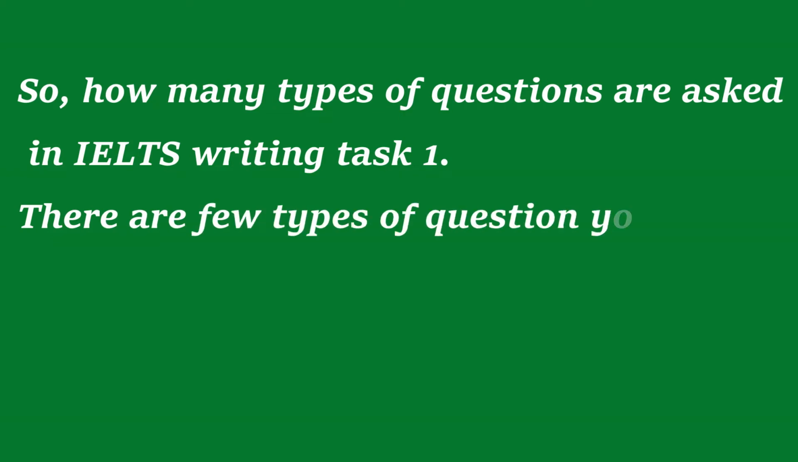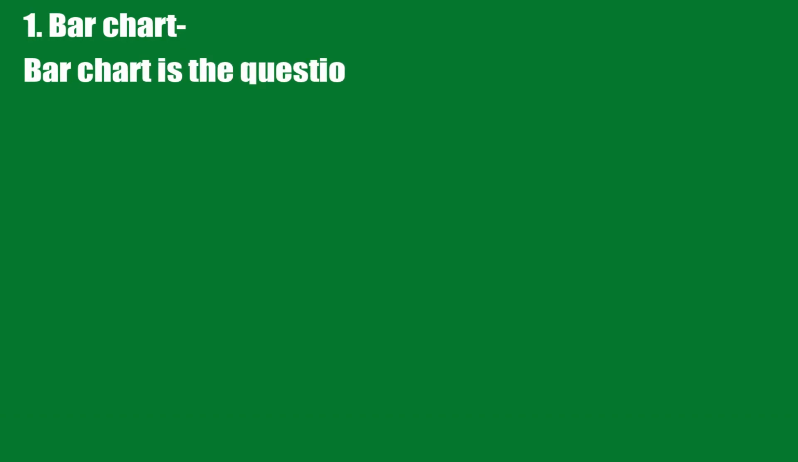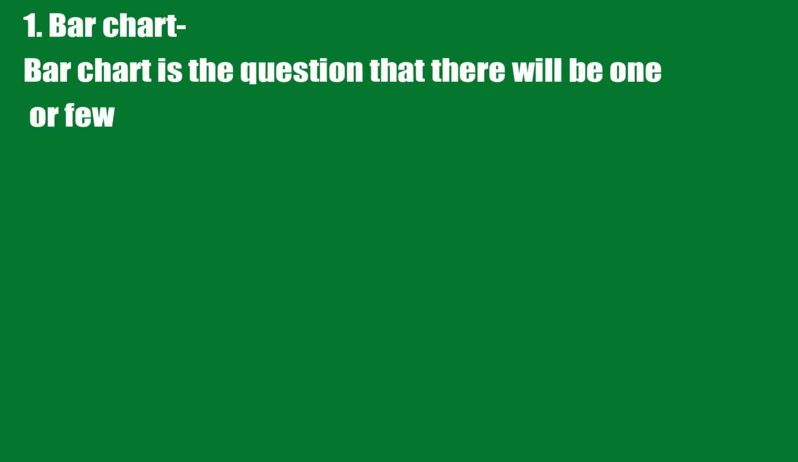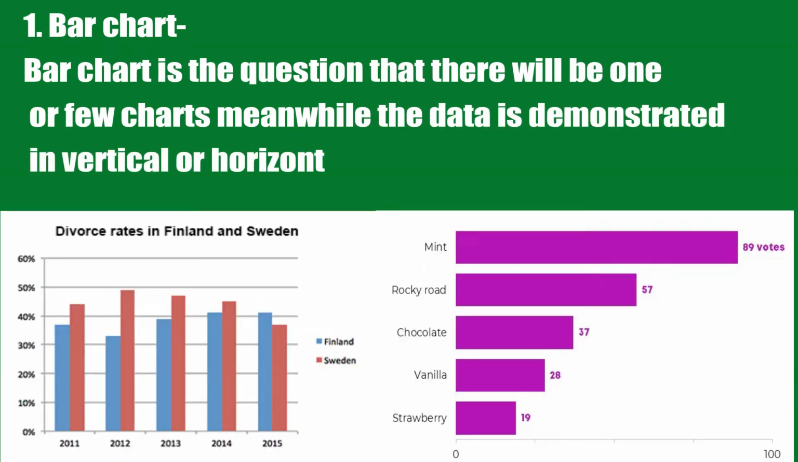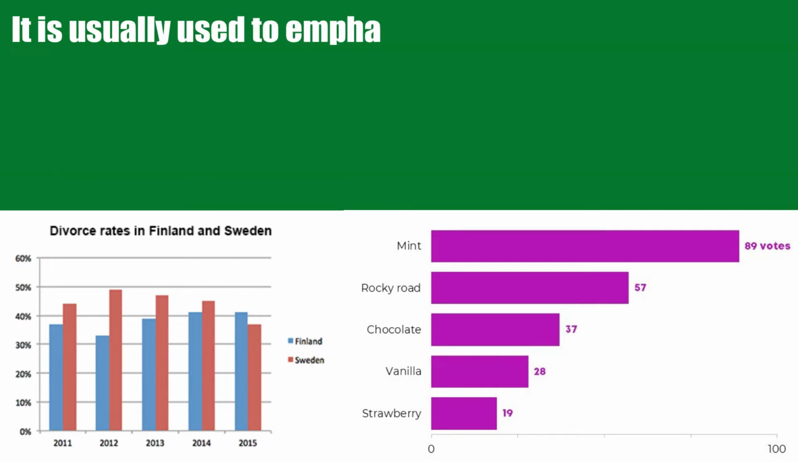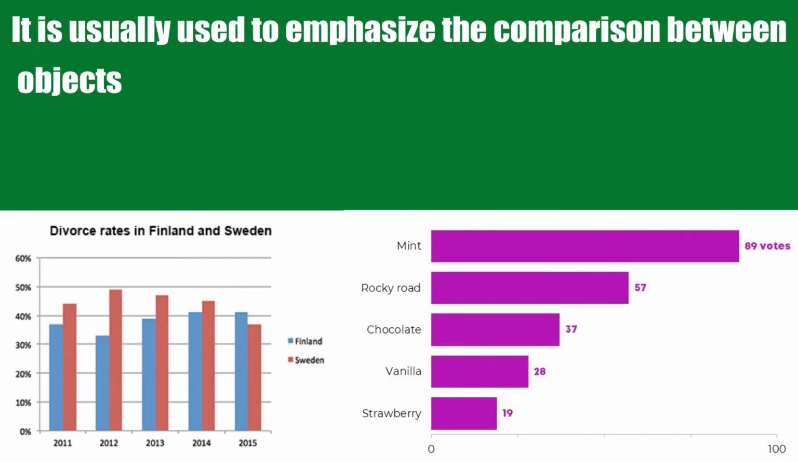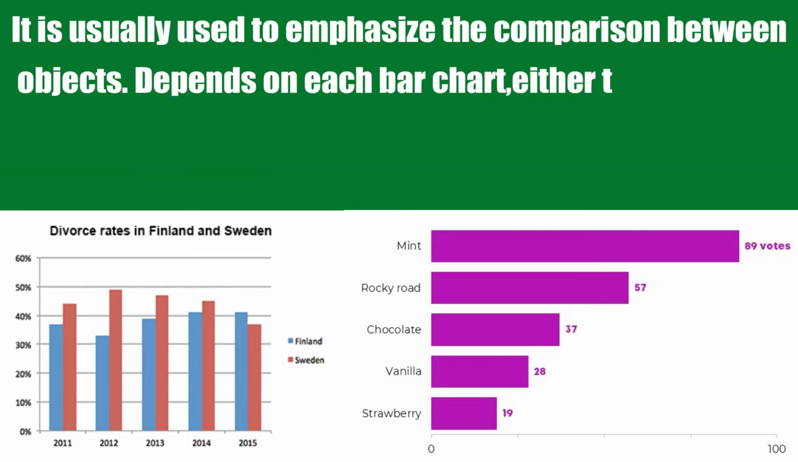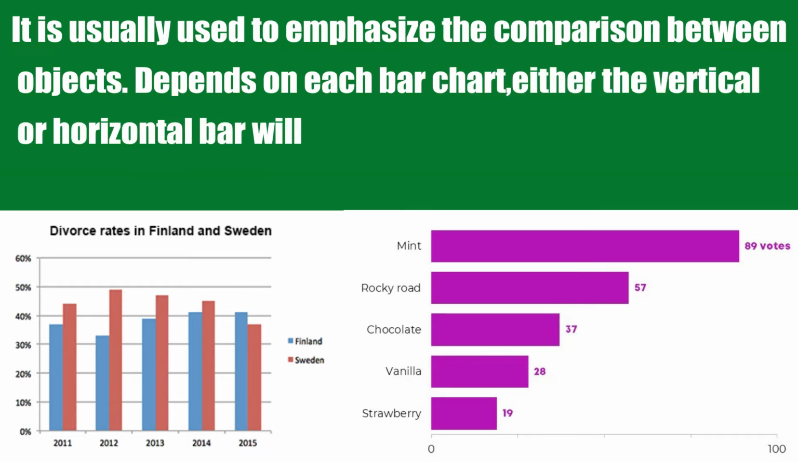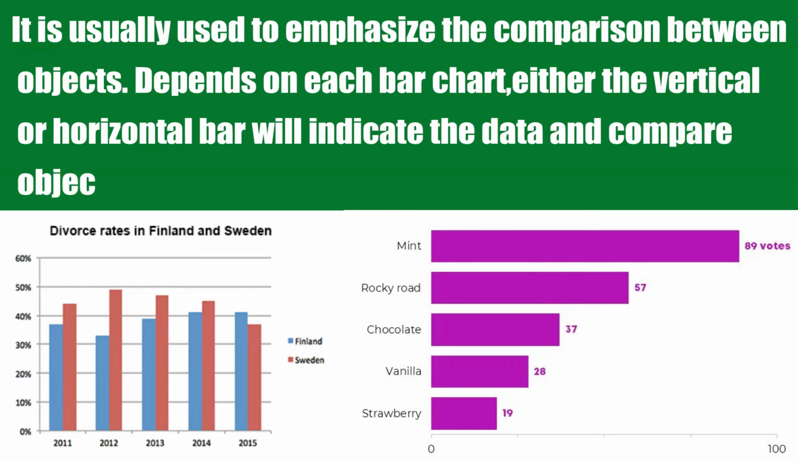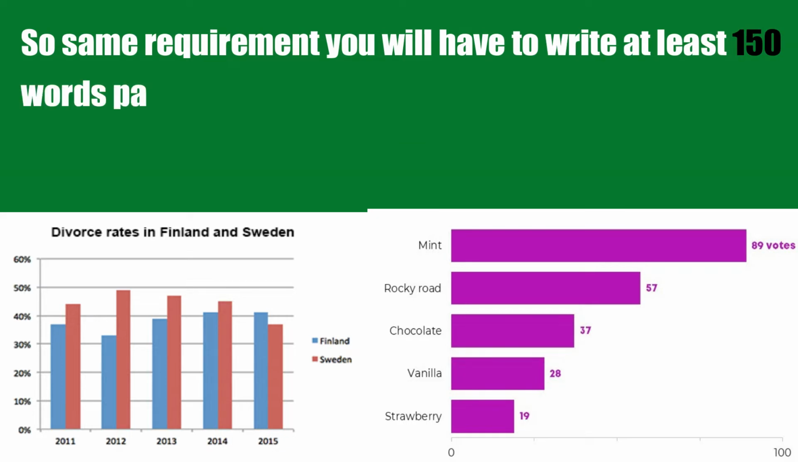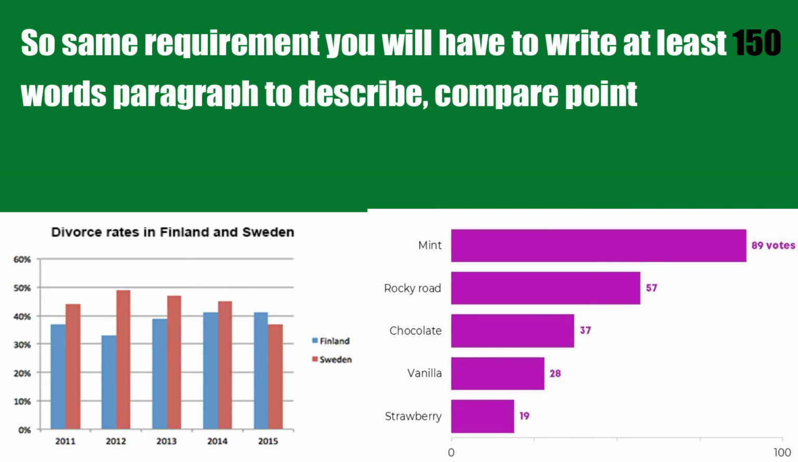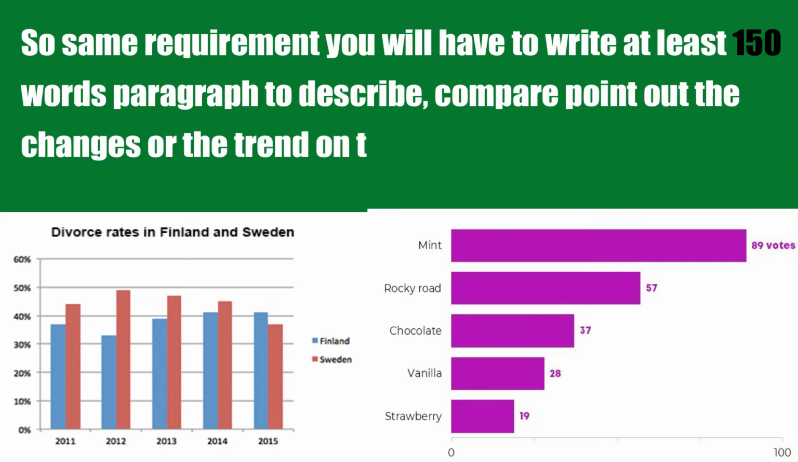There are a few types of questions you will be asked in IELTS Task 1. The first one is a bar chart. In a bar chart question, there will be one or a few charts, and the data is demonstrated in vertical or horizontal bars. It is usually used to emphasize the comparison between objects. Depending on each bar chart, either the vertical or horizontal bars will indicate the data and compare objects. The same requirements apply: you have to write at least a 150 word paragraph to describe, compare or point out the changes or trends on the bar chart.